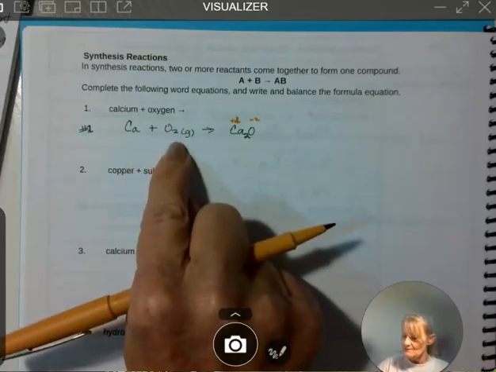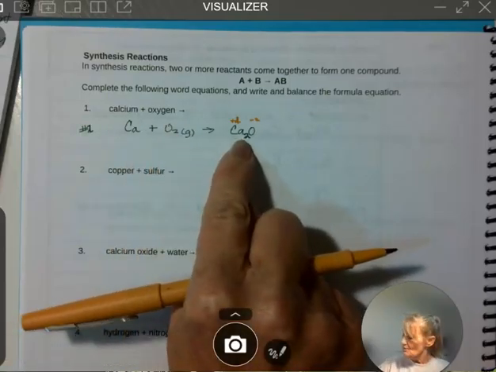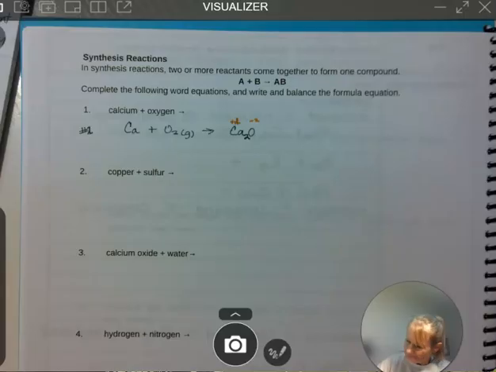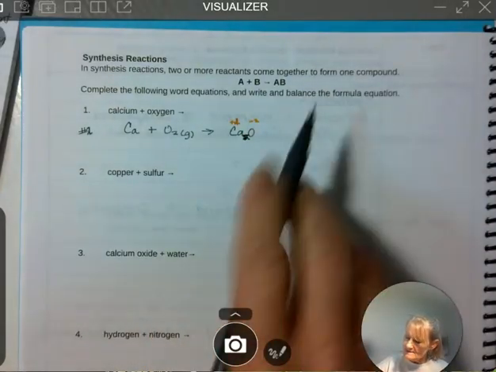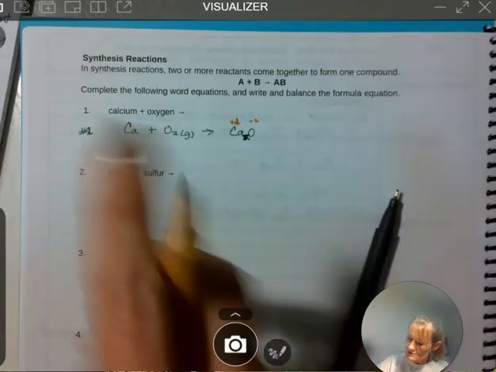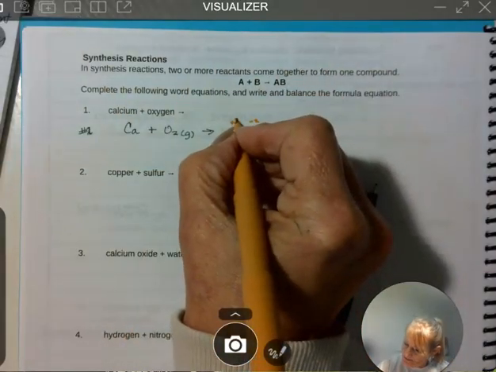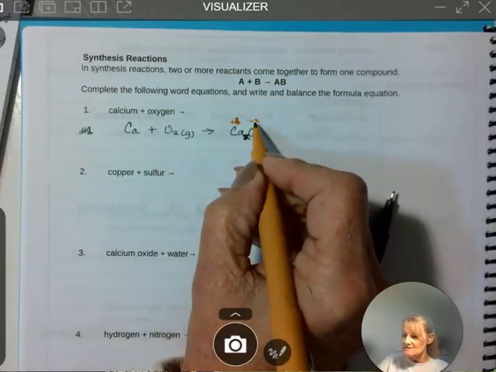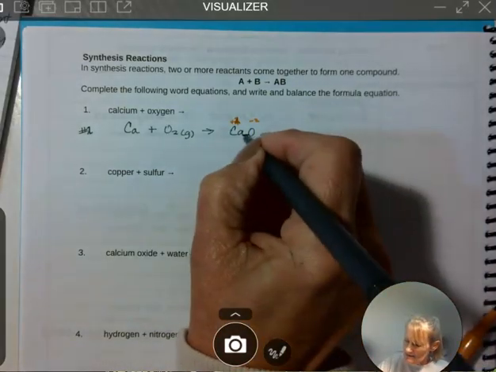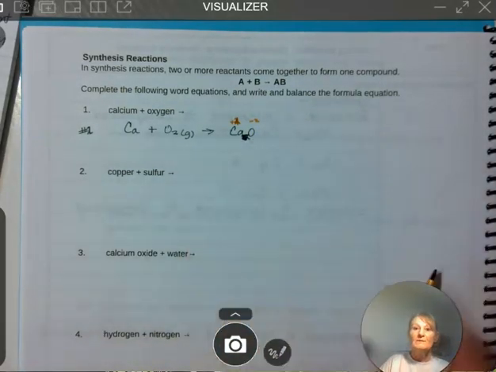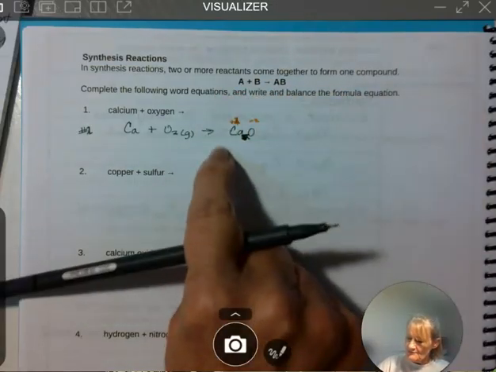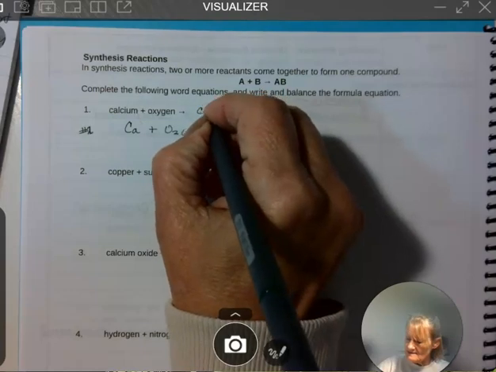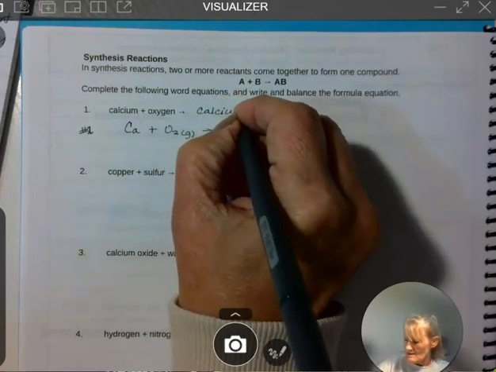So we've got calcium, we've got oxygen. We're going to come across here with our charges. Calcium has a +2 charge. I don't know why I wrote it as a +1. And oxygen has a -2 charge. So it is CaO. My bad there. If we name this, it is just calcium oxide.